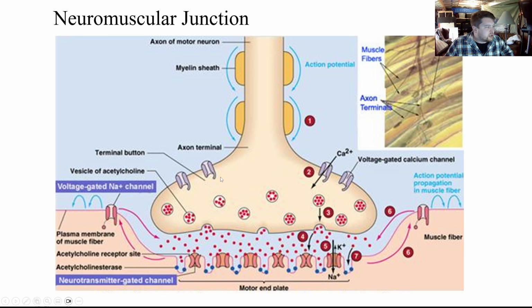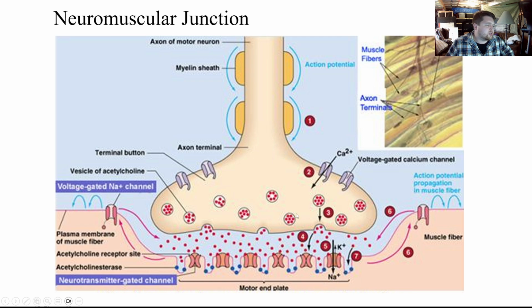When the voltage change reaches here at the bottom, we have these voltage-gated calcium channels. They are going to open when the action potential reaches the terminal, and calcium is going to flood inwards. We have these little packages of a chemical known as acetylcholine. We've heard of acetylcholine a couple of times in biochemistry, and maybe a little bit in BCT or DAA. But we have these small vesicles or containers holding the acetylcholine.